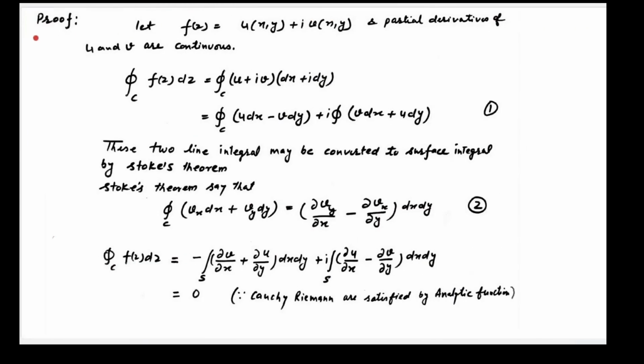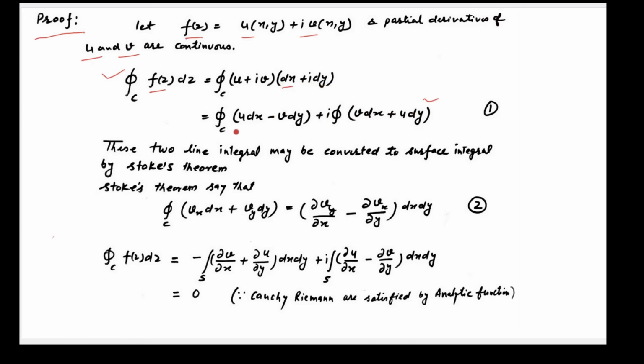Next, let us prove it. Prove the Cauchy integral theorem. f(z) is u plus iv. We can write it like this, and the partial derivatives of u and v are continuous. So let us take the closed line integration of the function f(z), which is analytic within this contour. We substitute the value of f, and dz is dx plus i dy. We solve it and we get this.